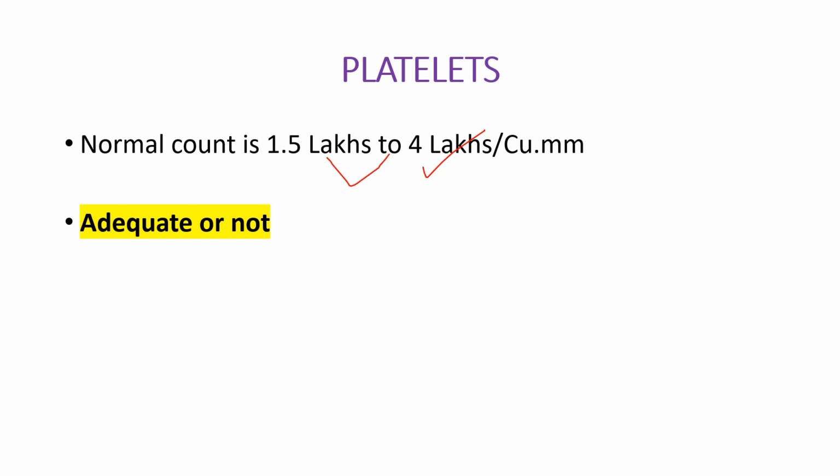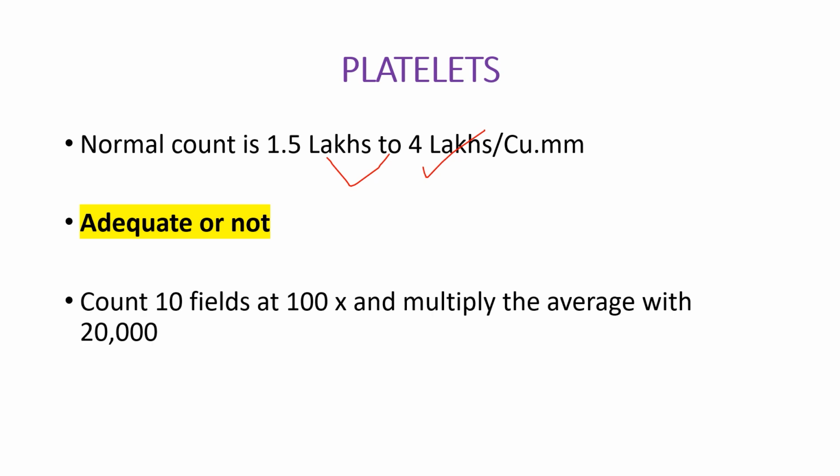Don't bother about this because none of the cases in our college have any platelet abnormality. But you should know the causes which decrease platelet count. A very common example is a viral infection called dengue fever, wherein the platelet values are low. If they ask you in the exam, you tell about these causes, but don't bother about platelets for now. How we count whether they are adequate or not is we count 10 fields at 100x, and then multiply the average by 20,000.